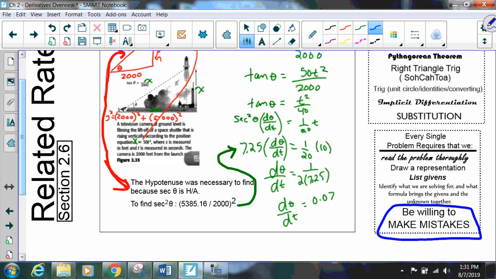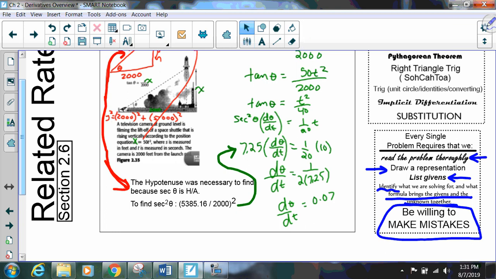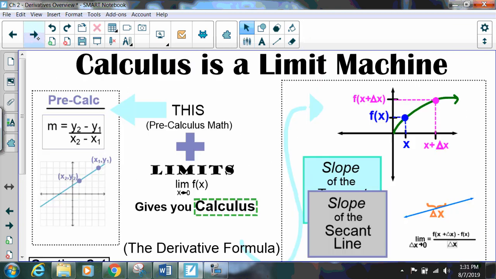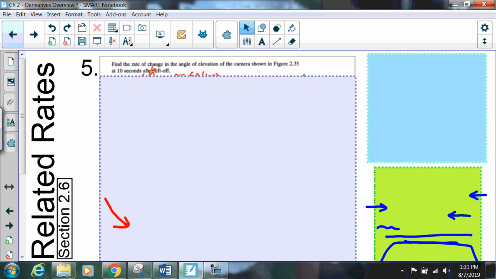All right, so let's go back up here. Reading the problem thoroughly. That's also just slow yourself down. I'm a fast processor too, and sometimes I need to slow down. Drawing a representation. That really helps me list the givens. As you can see, I'm not that good at that. I probably need to slow down and do that. And then, of course, identify what we're solving for and what formula brings the given and the unknowns together. That's really big. All right, I think that's it because chapter 2 ended with related rates. I've got some extra stuff there we don't need to pay attention to.